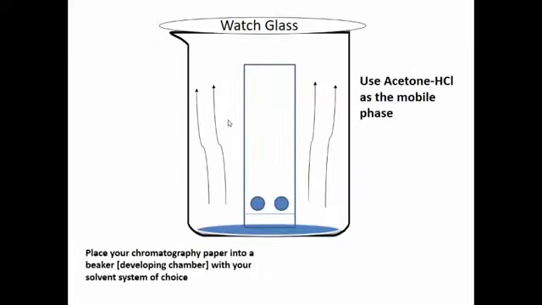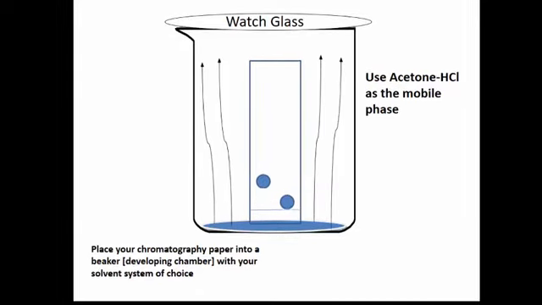And then you have to set up a developing chamber. That's what this is. A developing chamber is simply a beaker covered with a watch glass, and your solvent is here in the bottom. And this is where you're going to place your chromatography paper to be what's called developed, right? As vapors from the solvent move up, because they're lighter than air, they're also going to drag the compounds that are on the plate, which are here and here. They're going to grab those compounds and drag them up the plate.